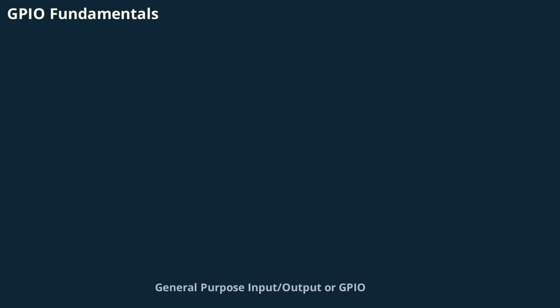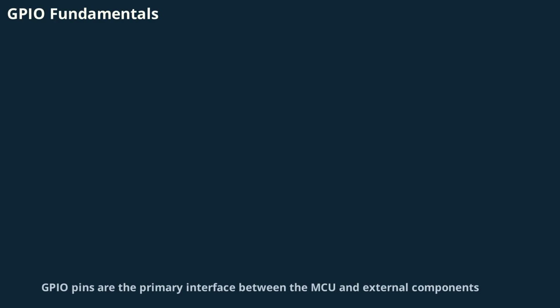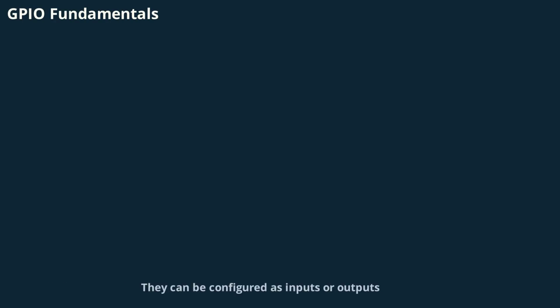General Purpose Input-Output, or GPIO, provides firmware with direct digital signal control. GPIO pins are the primary interface between the MCU and external components. They can be configured as inputs or outputs, with options for pull-up or pull-down resistors, output drive strength, and alternate functions. GPIO operations form the foundation of embedded system interaction, enabling everything from simple LED control to complex sensor interfacing.